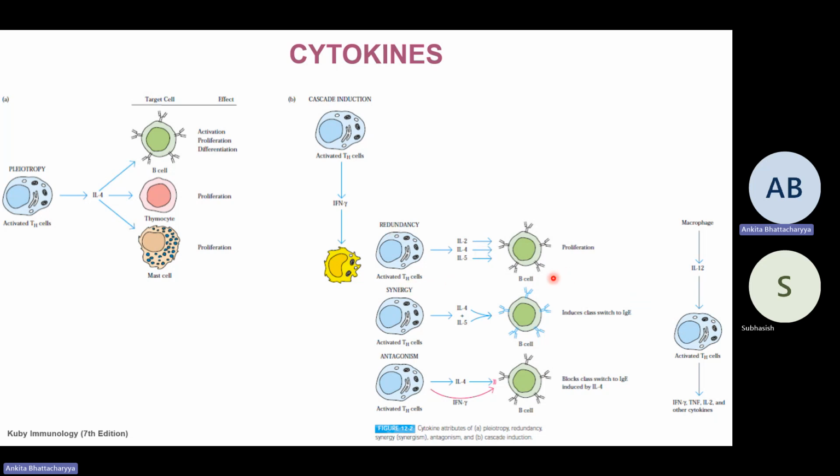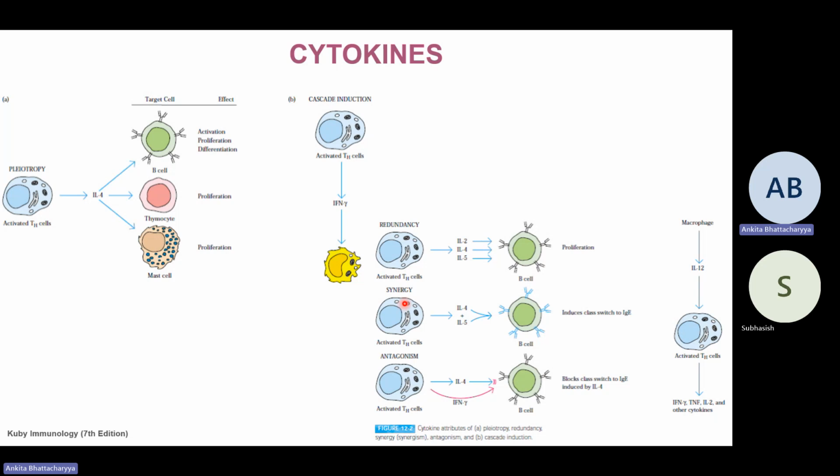Similar to that, if you look here, you have an activated T helper cell, which is releasing certain cytokines that take the B cell as their target and lead to its proliferation. However, you can see that all three of these cytokines, IL-2, 4, and 5, eventually lead to the same action, which is proliferation of the B cell. Therefore, in this case, they would be considered redundant in nature because any one of them can substitute for the action of the other, and they are therefore not performing any unique function.